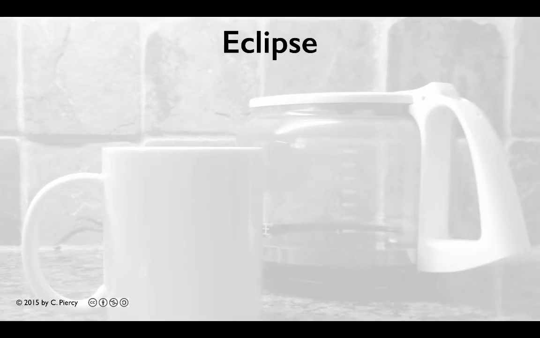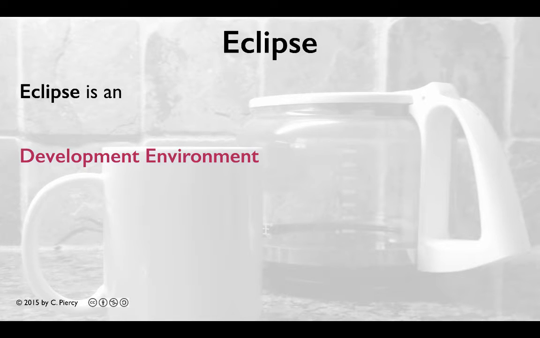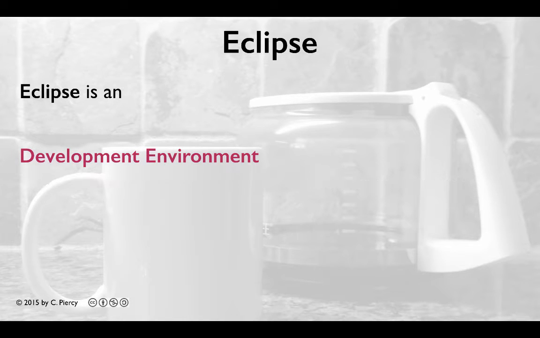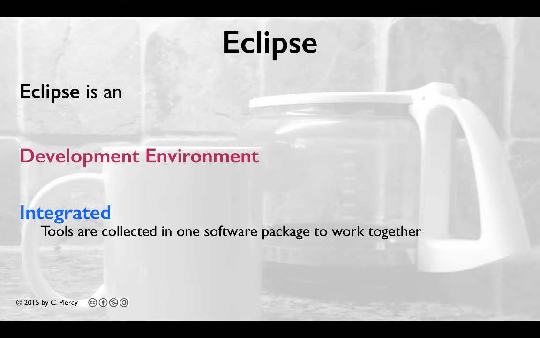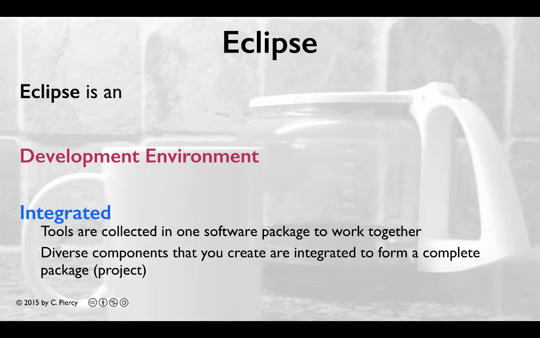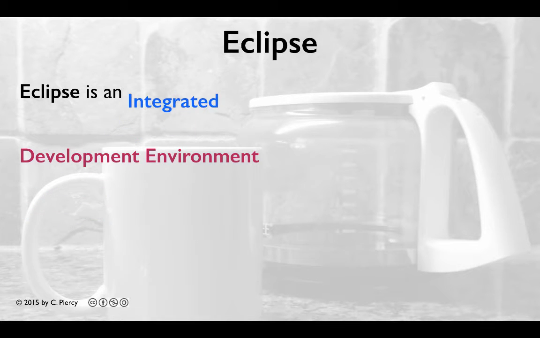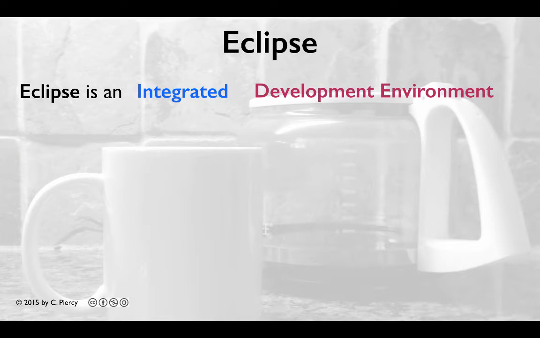So, you may be asking, what is Eclipse? Eclipse is a development environment, a software application with lots of tools that you can use to create stuff. Eclipse is integrated. This means that all tools provided by Eclipse are collected in one software package that works together. You can also think of integrated as meaning that the diverse components that you create are integrated to form a complete package. So finally, Eclipse is known as an Integrated Development Environment, or IDE.